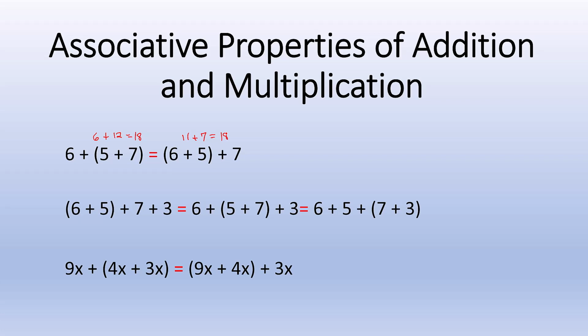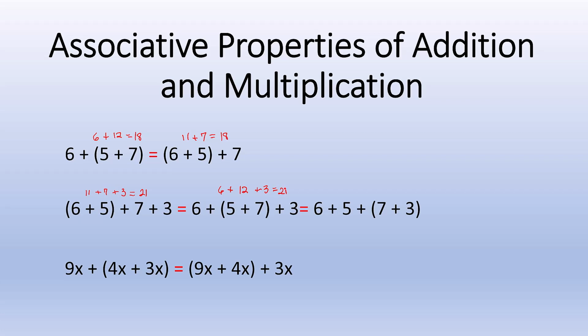Okay, let's look at the bottom one. Here we have 6 plus 5, that'll give me 11. 11 plus 7, that'll give me 18. And then 18 plus 3 will give me 21. Let's take a look over here. 5 plus 7 will give me 12. 6 plus 12 will give me 18. And 18 plus 3 will also give me 21.